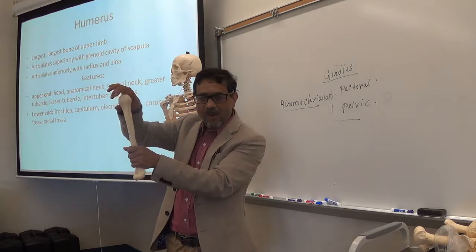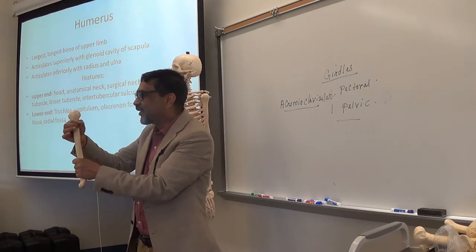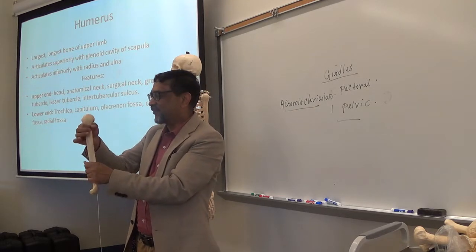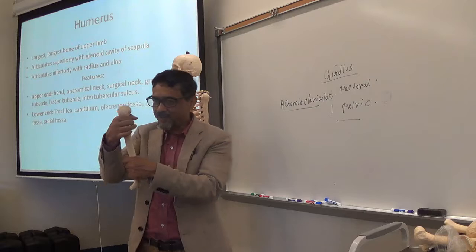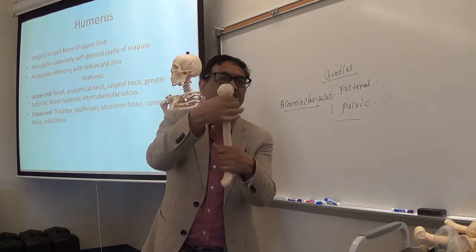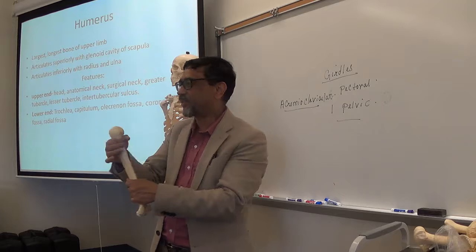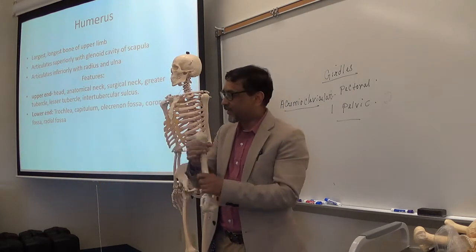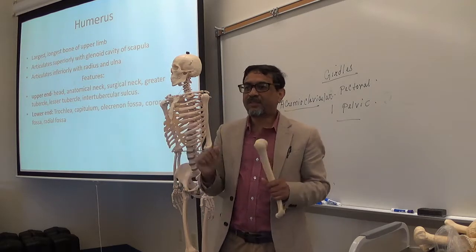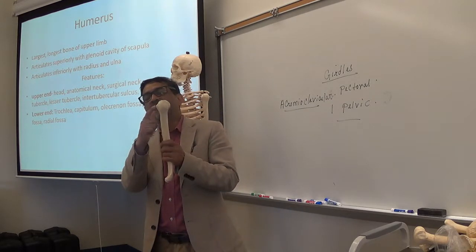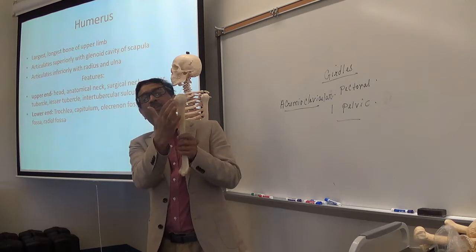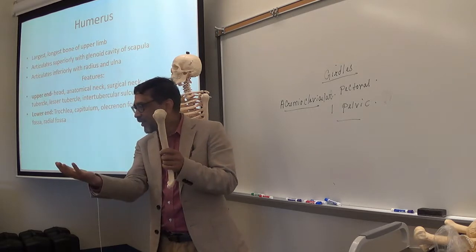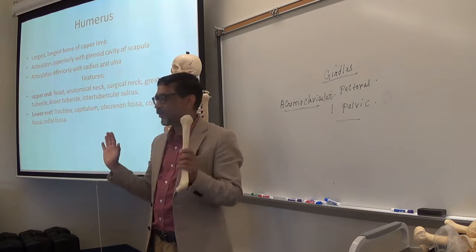Is it clear? Why is this called the surgical neck? Because fracture occurs in this area most of the time. Most of the time, fracture occurs in the surgical neck area. That's why it is called surgical neck. Need to do surgery to fix it. The last thing, in the upper end, you have two round structures. These are called tubercles. The larger one is called greater tubercle. Smaller one is called the lesser tubercle.